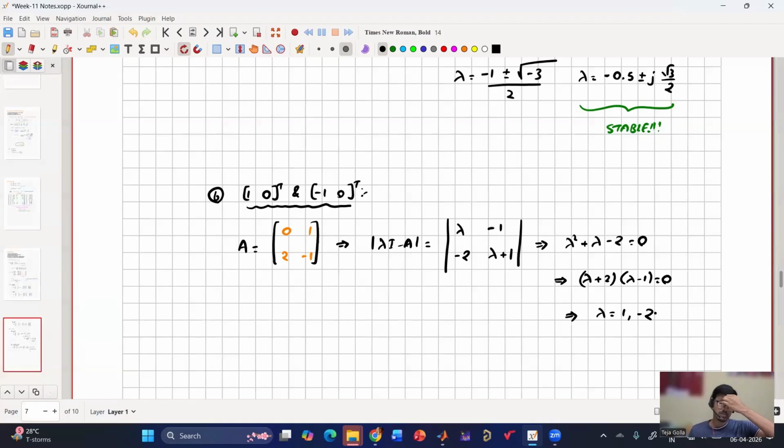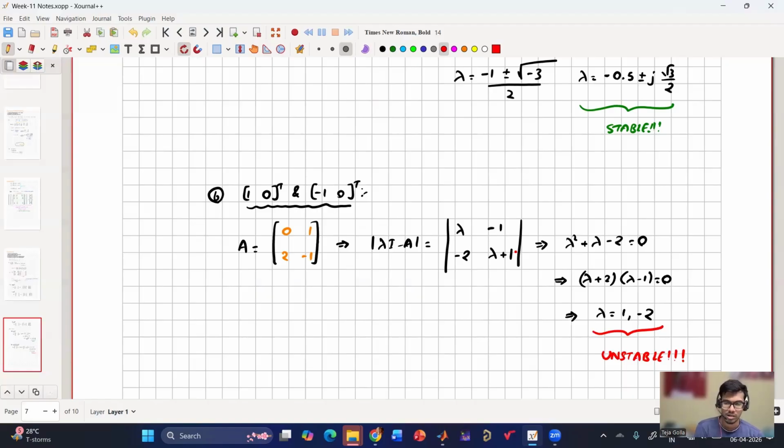So in the above case, the real part for both the eigenvalues is negative and both are lying in the LHP. So it is stable. Whereas in this case, one is in the LHP, one is in the RHP. So this is unstable. So we made a mistake earlier and we have rectified it. So out of the three equilibrium points, one equilibrium point is stable and the other two are unstable.